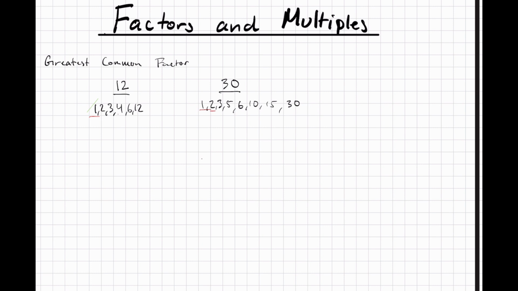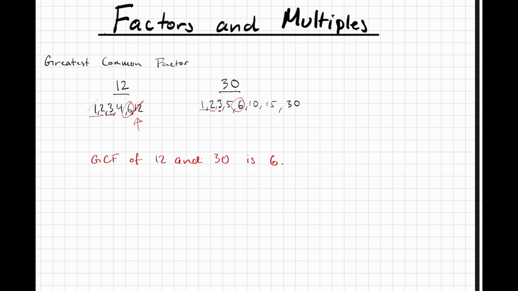They both include 2. They both include 3. They don't both include 5, but they include 6. They both include 6. And 12 includes 12, obviously, but 30 doesn't include 12. So 6 is going to be the largest number that is a factor of both 12 and 30, and therefore we call the GCF, the greatest common factor of 12 and 30, 6. So that would be how we answer a question like this.